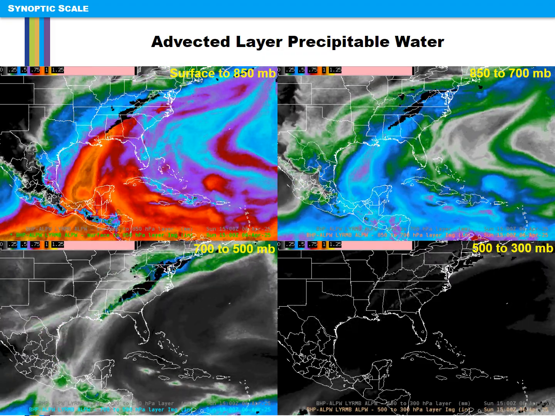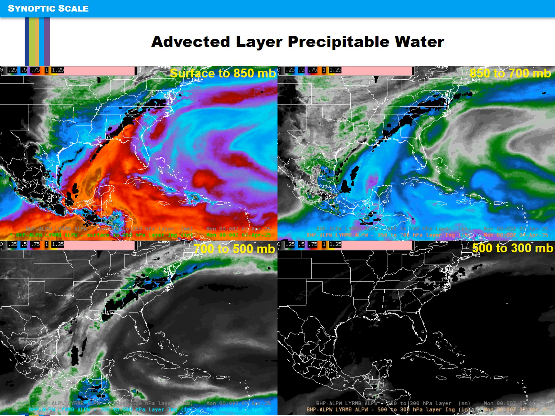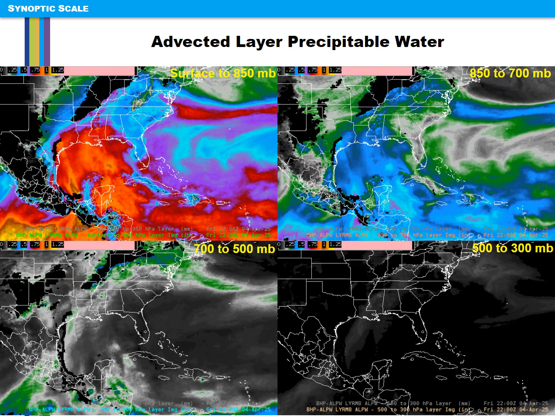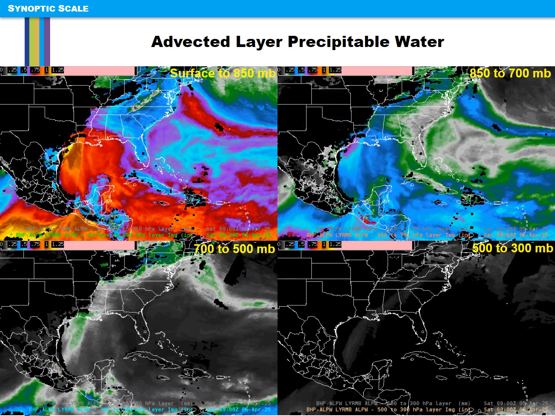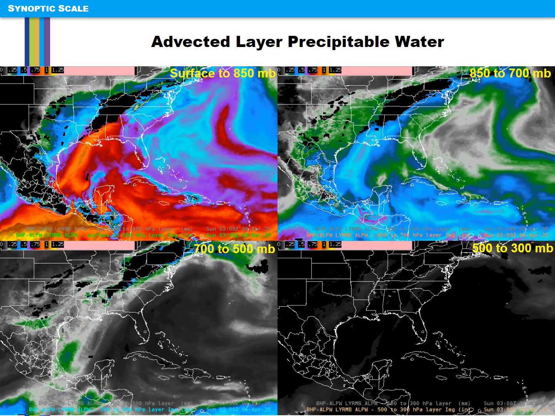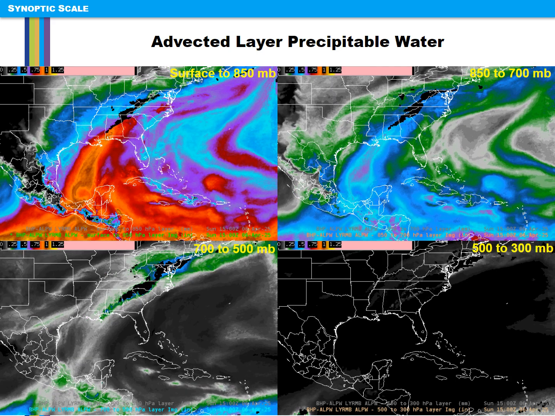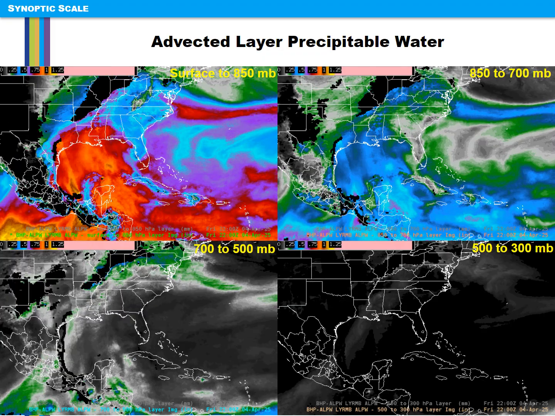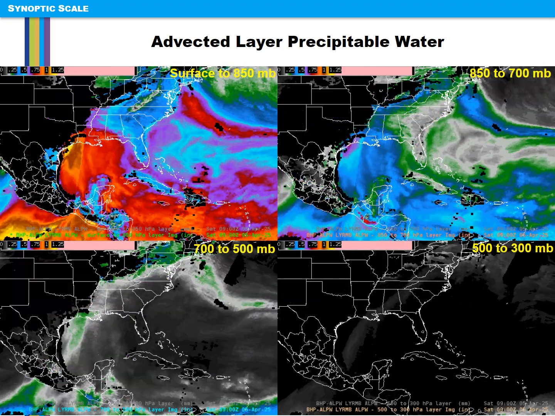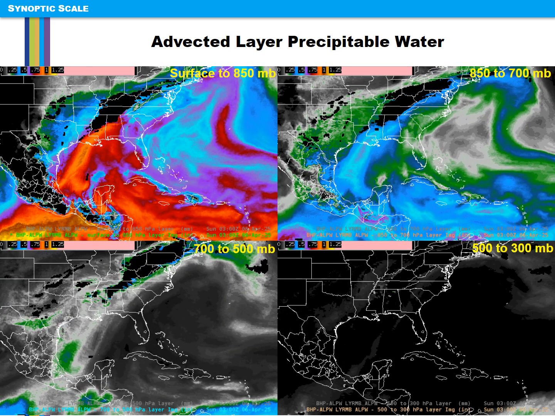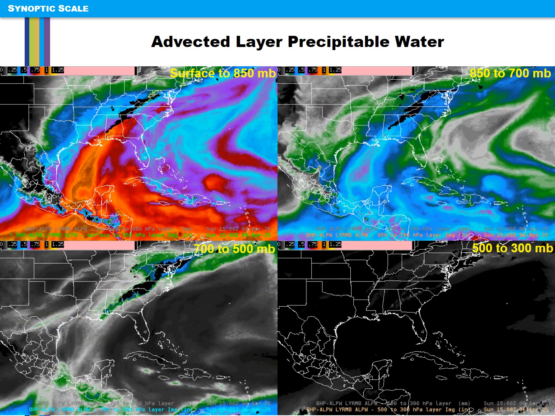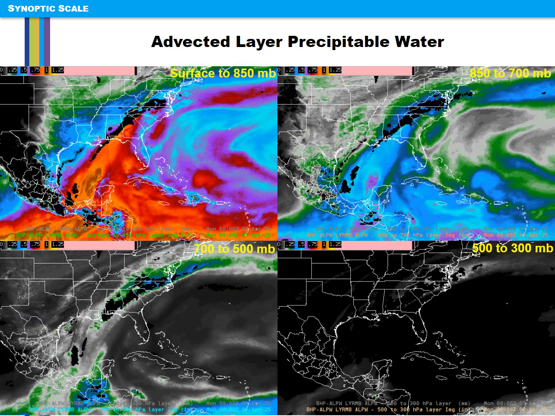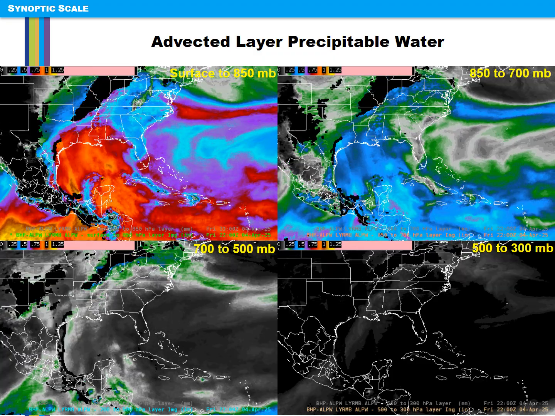In our case, if we look at the lowest layer, which is the surface to 850 millibar layer, we see rich moisture from the Caribbean advect northwards towards the Gulf coastal states, being on the western edge of the ridge over the Caribbean. This rich low-level moisture advects towards the frontal boundary where convection develops and results in significant rainfall. The 850 to 700 millibar layer depicts a similar scenario.